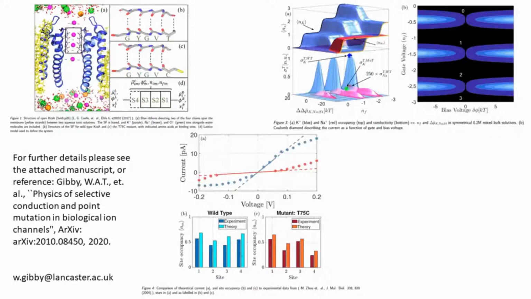For application to KcsA, we'll limit ourselves to two conducting ions, potassium and sodium. We'll take site selectivities from a reference given in the paper, and we'll compare to experimental data, again referenced in the paper, for wild-type KcsA and a mutant where the structure of the S4 site has been varied.